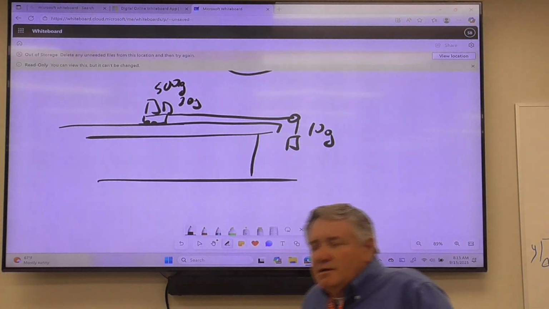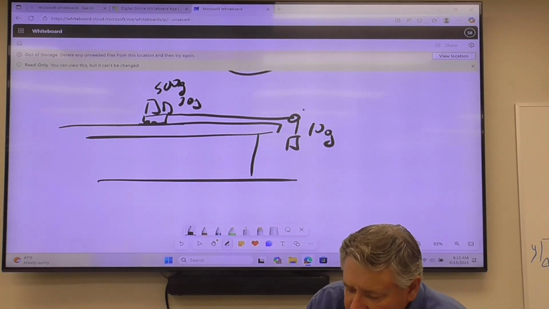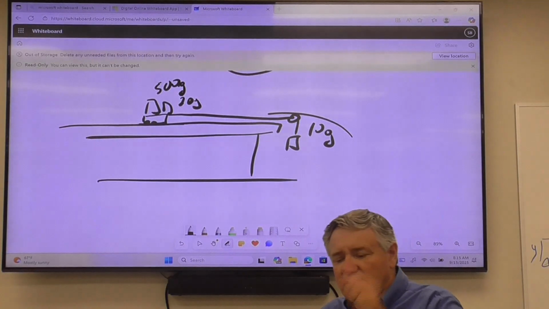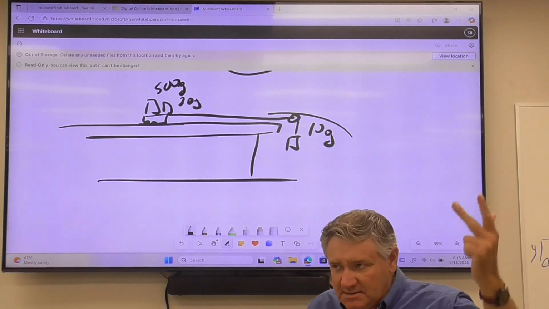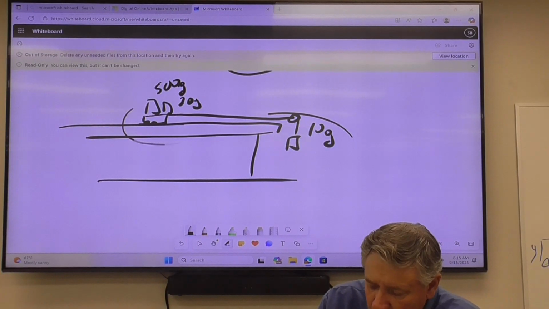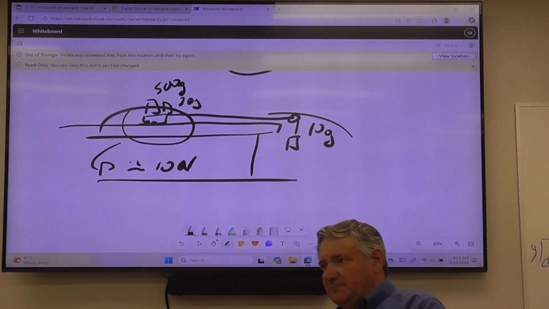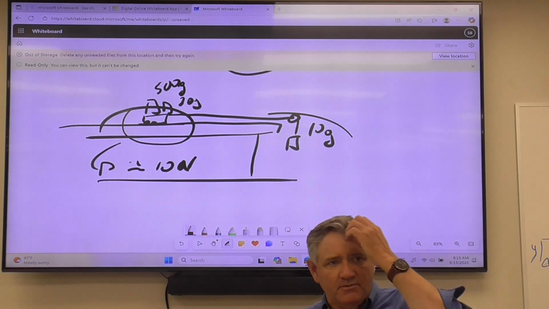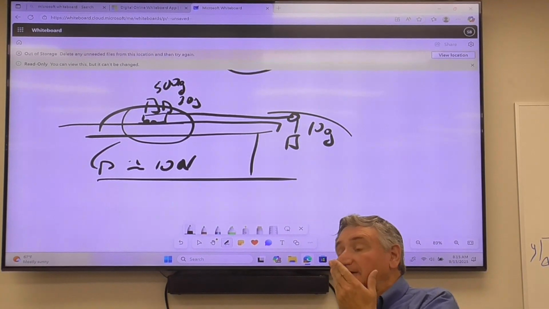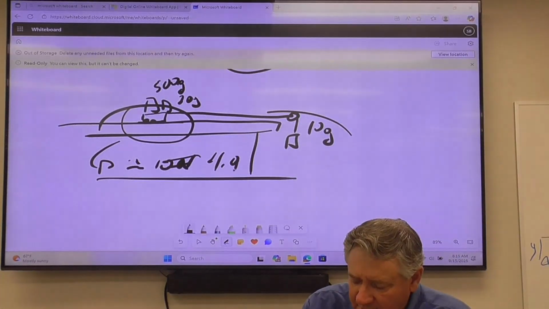All right. So here's going to be this last setup. You got a 10 gram mass hanging from the end of the string. You got a 500 gram mass, 20 gram mass, and the mass of the cart itself. When you find the weight of that cart, that should be about 10 newtons. Okay, so those carts typically weigh around 10 newtons. Okay? So, excuse me, I'm sorry, they should weigh around 4.9 newtons, around 5 newtons.